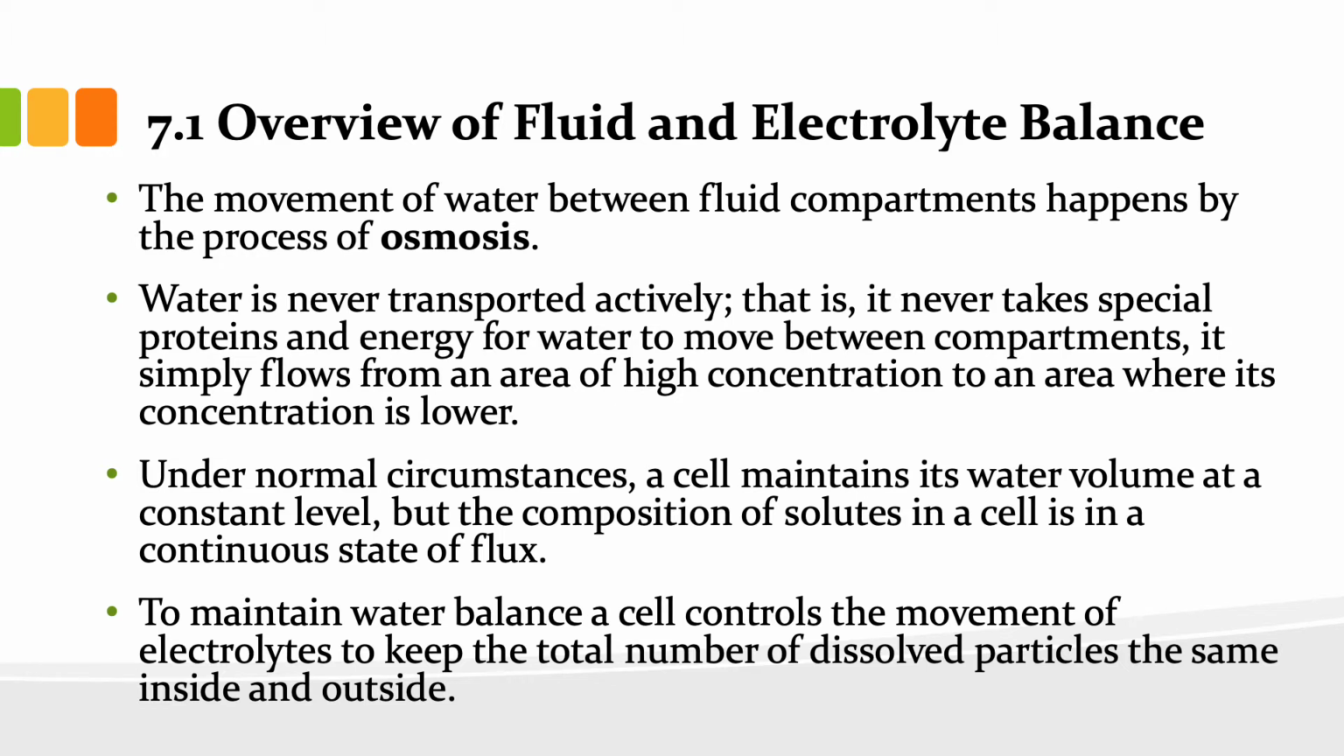Under normal circumstances, a cell maintains its water volume at a constant level, but the composition of the solutes in a cell is in a continuous state of flux. So to maintain water balance, a cell controls the movement of electrolytes to keep the total number of dissolved particles the same inside and outside the cell.